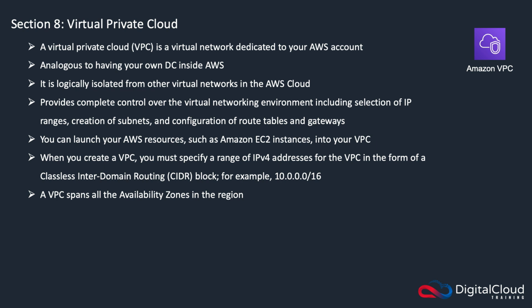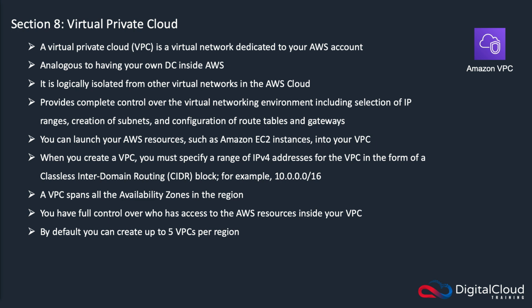A VPC spans all availability zones in the region, but you create VPCs in each region. So you'll see when we go into the console in the hands-on labs that there are actually VPCs created by default for you in every single region. You have full control over who has access to the resources inside your VPC. So you have total control over how you restrict or allow access. By default, you can create up to 5 VPCs per region. And a default VPC is created in every region with a subnet in each availability zone within that region.